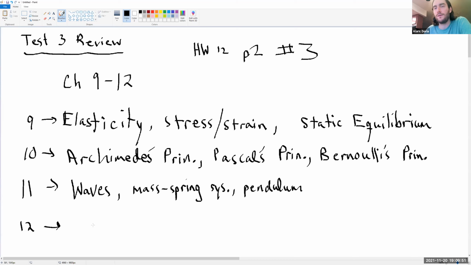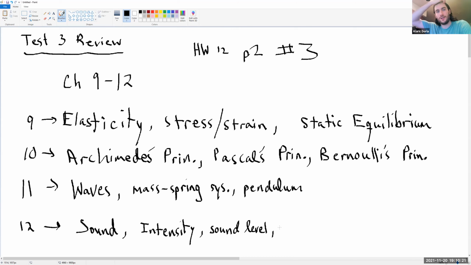And then chapter 12, we talked about sound. Just the biggest thing here, sound. So there's a couple different things that are important when discussing sound. One of the big ones is intensity, which is how much power output per unit area. Sound level, which is a nice mathematical definition, which allows us to talk in a more human way about how loud sounds are.